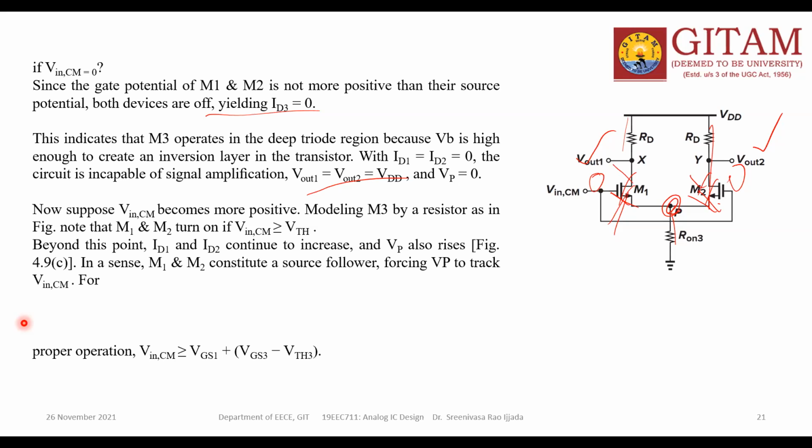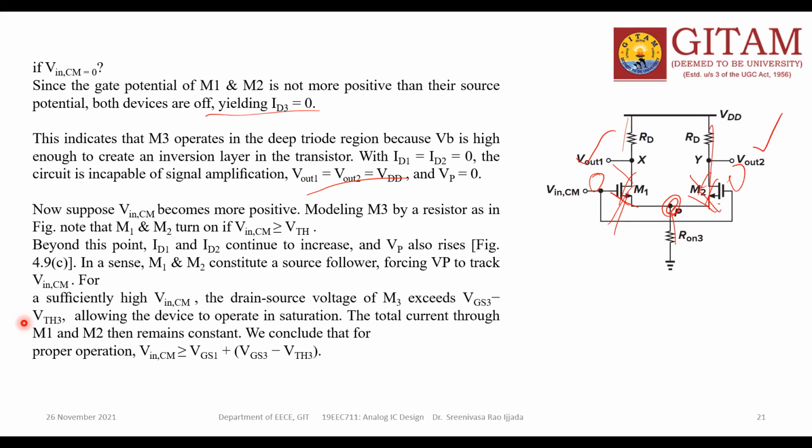So beyond this point, ID1 and ID2 continue to increase and VP also rises. In the sense, M1, M2 constitute a source follower, forcing VP to track the common mode value. So for a sufficiently high input common mode value, the drain source voltage of M3 exceeds its excess voltage.